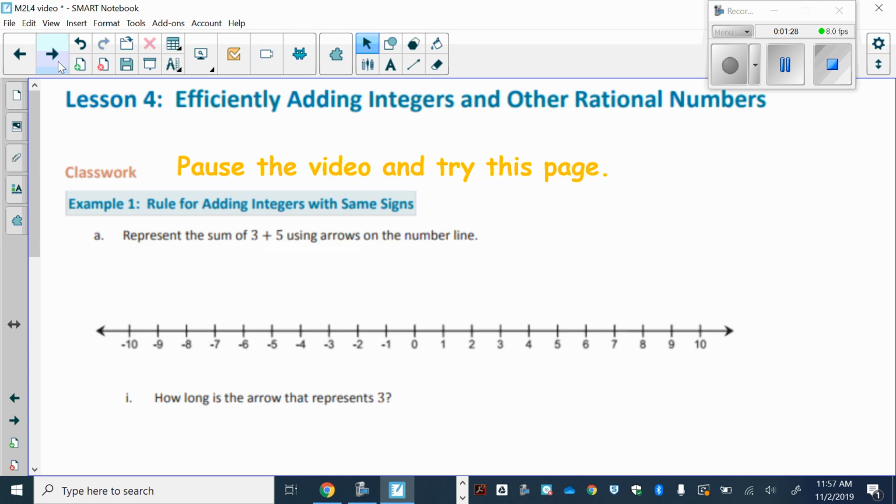So I would like you to start the Eureka packet. Pause the video and try this page. Don't turn to the next page, just stop at the bottom of this page.